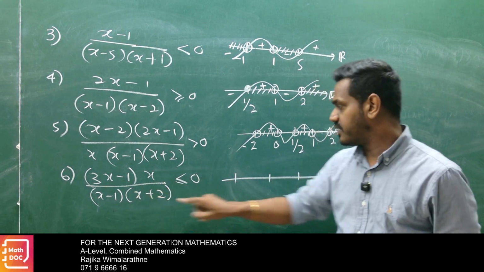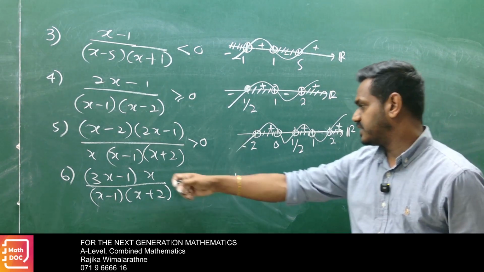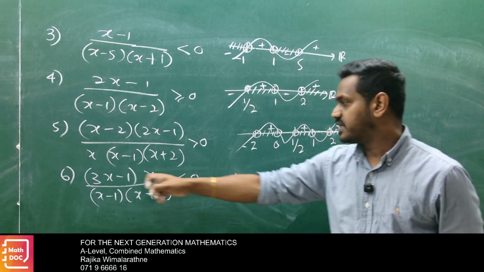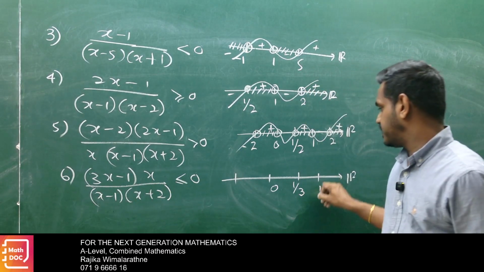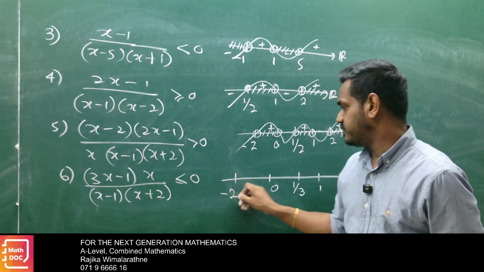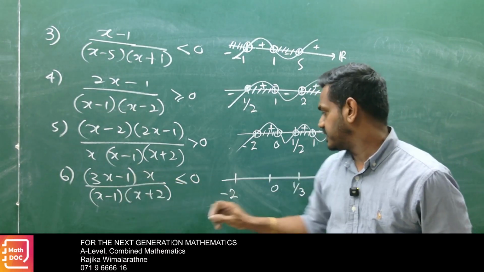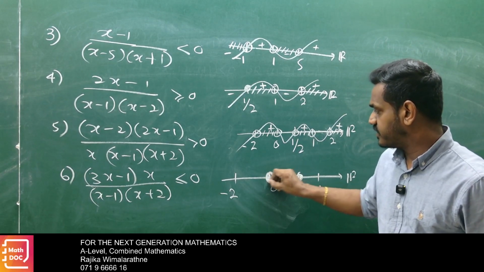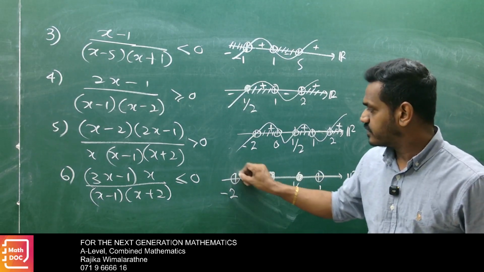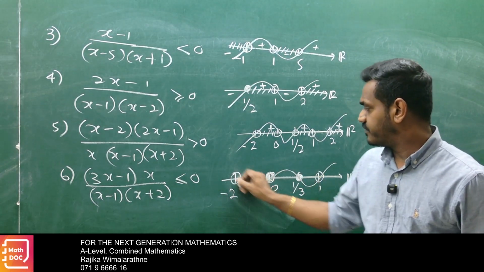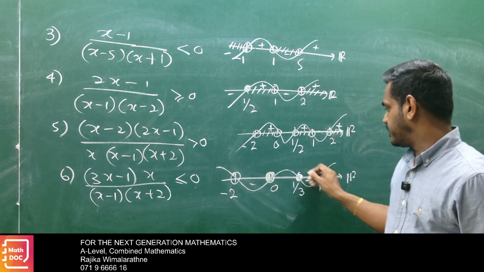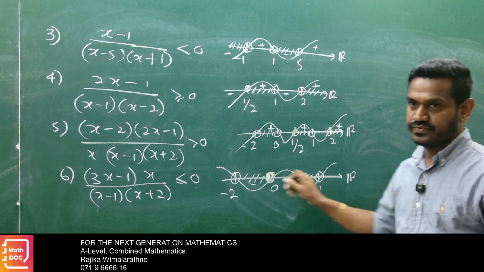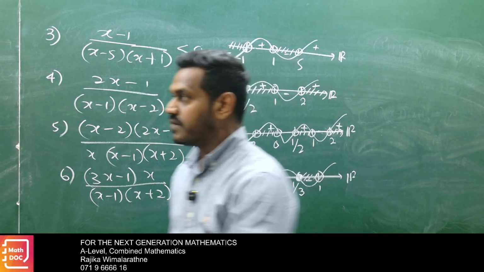Here 0 value 1 and minus 2, and here 0, 0, 1/3, 1, minus 2. Equality for 0 and 1/3. Denominator zeros, we don't have equality, no? Very carefully do that. The negative region here and here. Then equality for these two. No? Complete?